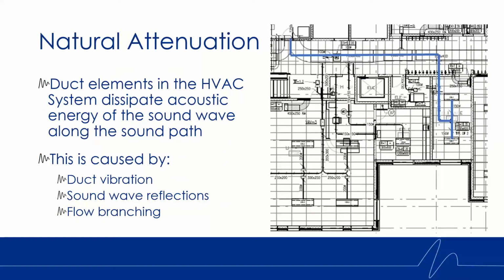The reason the sound path is important is because each one of the duct elements that the sound energy encounters ends up offering some sort of natural attenuation. So it naturally takes some of the sound energy out of the system. And this can either do it by a little bit of vibration or reflection or branching. And we're going to go through each one of these relatively quickly just to show you how they affect the sound levels.